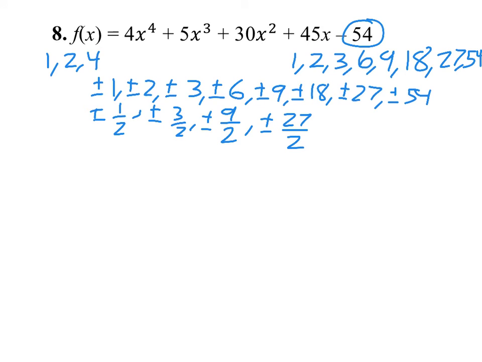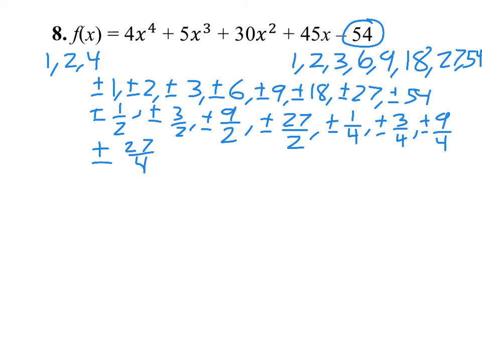18 divided by 2 is 9. I already have that. 54 divided by 2 is 27. We already have that. And then same thing for 4. I'm just going to divide the odd numbers by 4. 2 over 4 is 1/2. We already have that. 6 over 4 is 3 over 2. We already have that. 18 over 4 we already have. 27 over 4 is our last one.